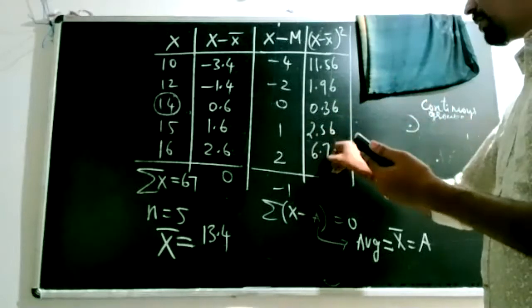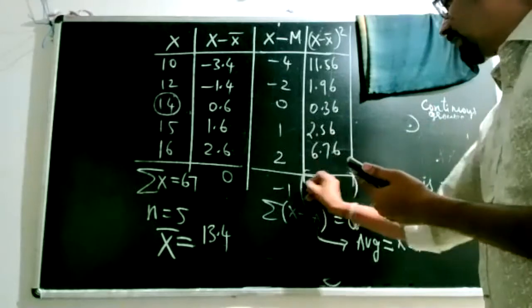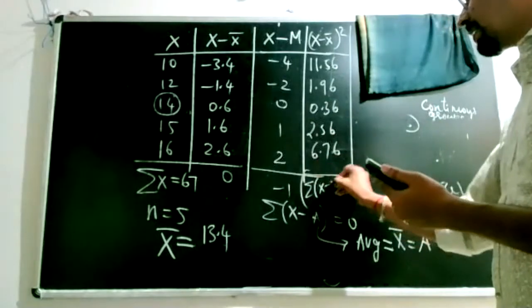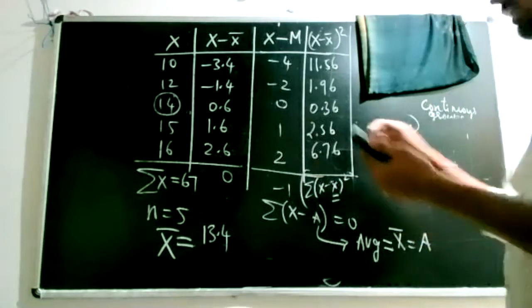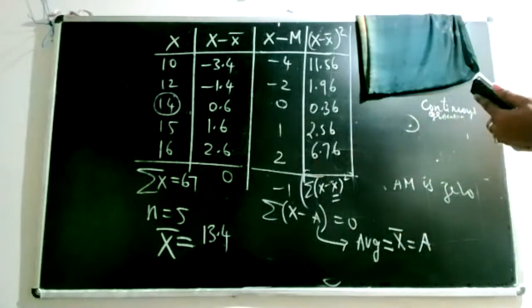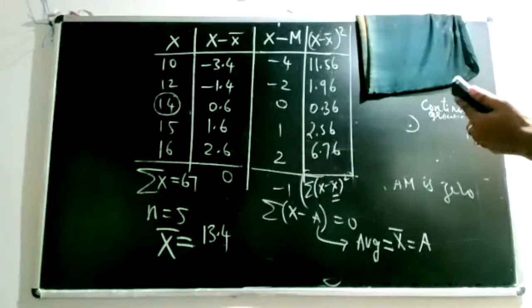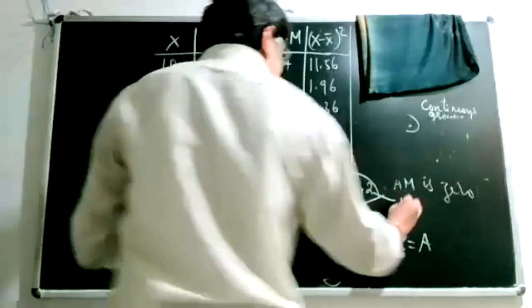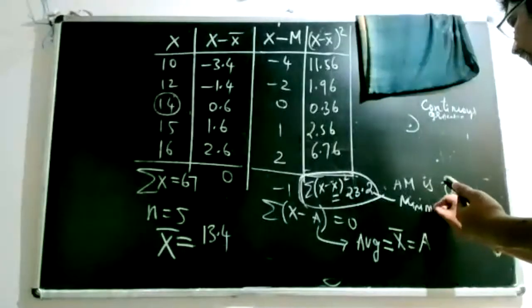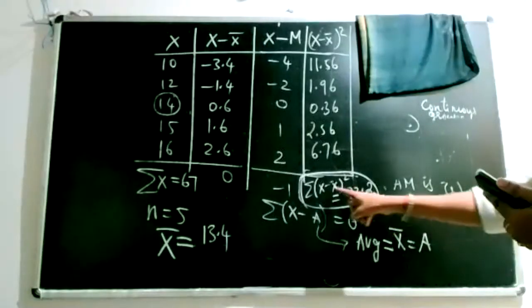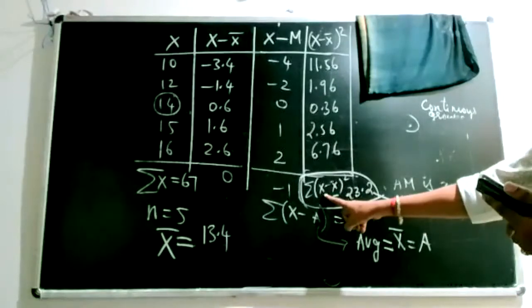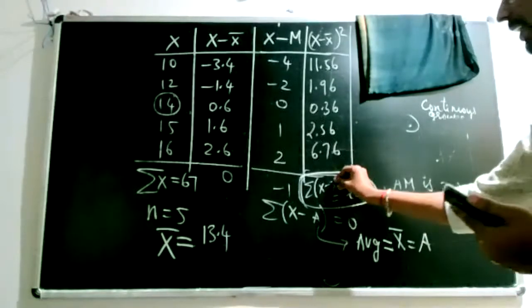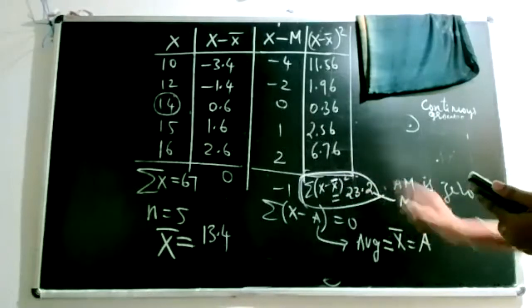And now if you look into the sum, that will be sigma x minus x bar whole square. And if you look into the total, it is 23.2. On the other hand, you can compare this. I said this will be minimum. Minimum in the sense, if you are comparing the same number with the same case of square deviation, instead of any other number other than x bar, that will be minimum.